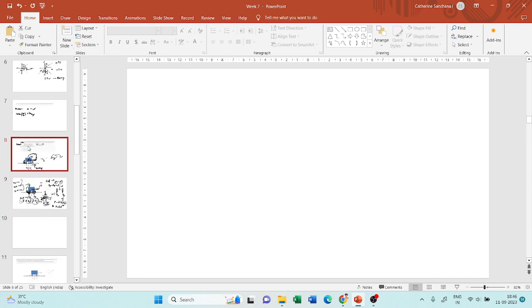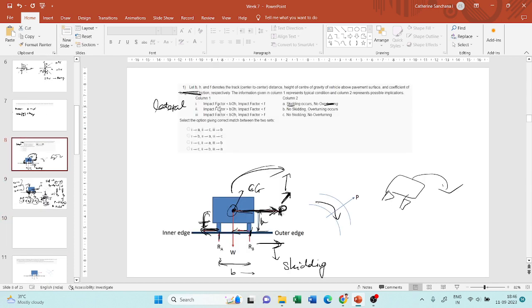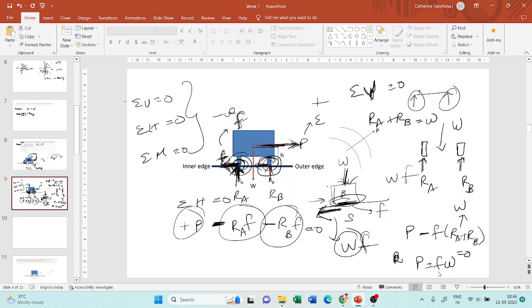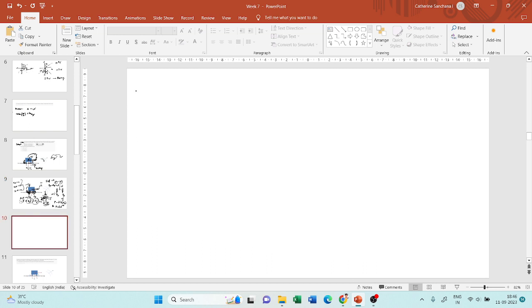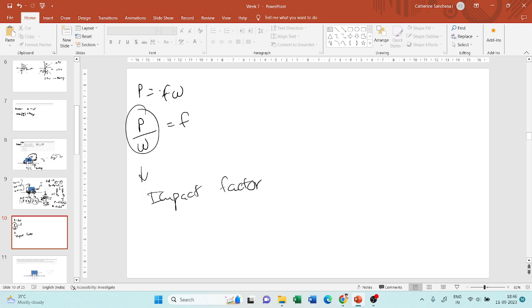Now in this question, if you see, there's something called as impact factor. You do not have P or W or anything like that, but you have something called as F, right? So in this equation also we have F, but we do not know what the impact factor is. So if P is equals to F into W, you can write P by W is equals to F. Okay, so this is what is called as impact factor, and that is what is given in the question. Now this is the force that causes the skidding, right? And this is the force that resists the skidding.